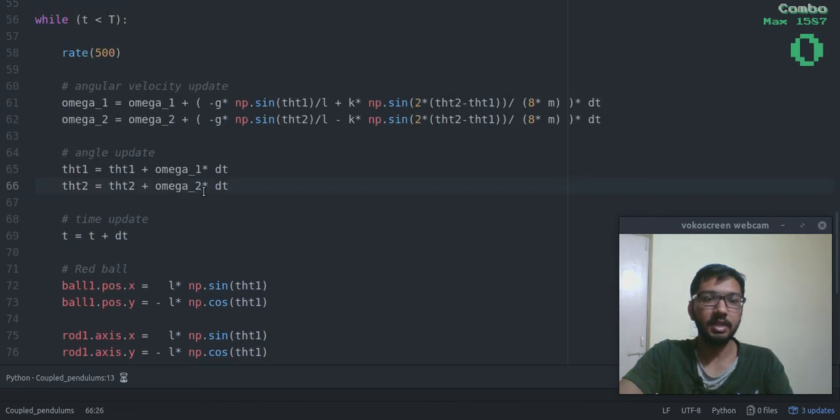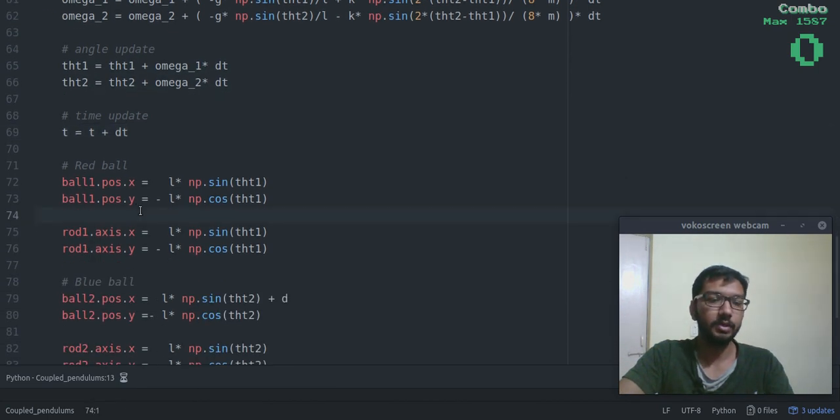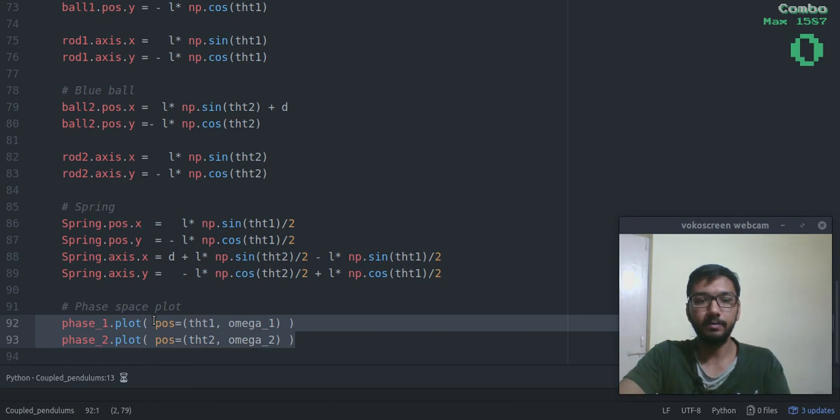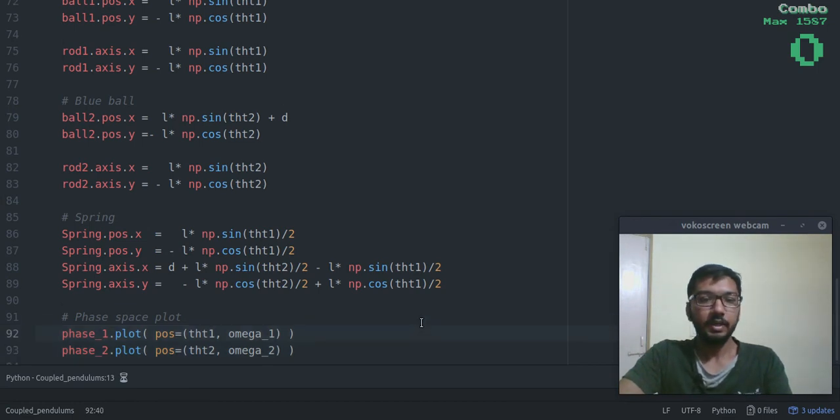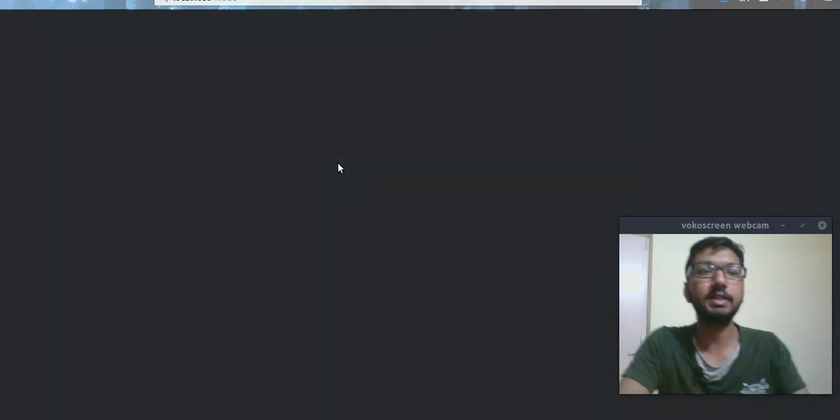The next thing is angle. Once we get the velocity, angular velocity more precisely, then by multiplying it by the dt factor, we can have our theta 1 and theta 2. And this is the simple time update, t is equal to t plus dt. This is the plotting, and this is our update on phase space. Okay, so this was the whole thing. Let's run our code and see what we'll get.